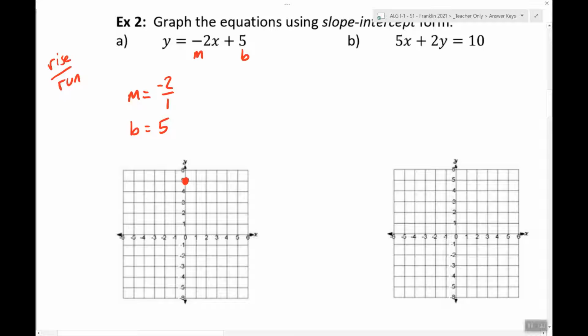Then we can use the slope, which is down 2, right 1, to find the next point. So from that y-intercept, go down 2 over 1. And then repeat that, down 2 over 1, down 2 over 1. Repeat it until you get to the edge of the graph. Just go as far as you can. Also, go back and go the opposite. You can go up and left. It's just in this case, we're at the edge of the graph already.